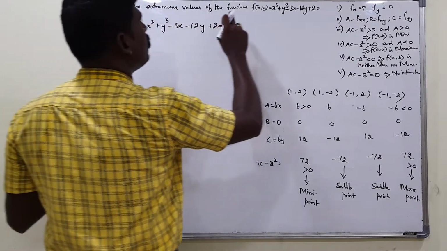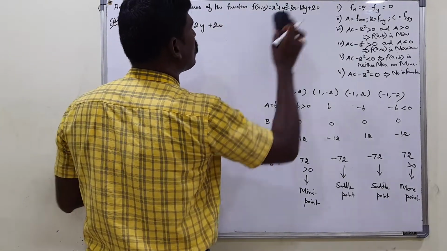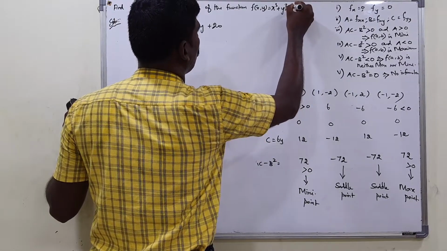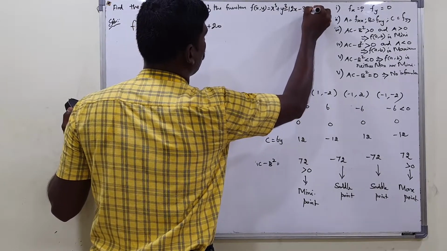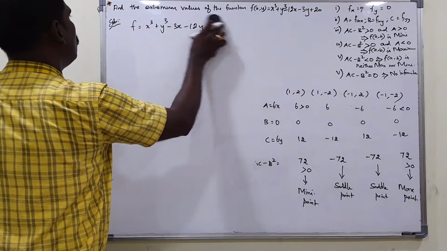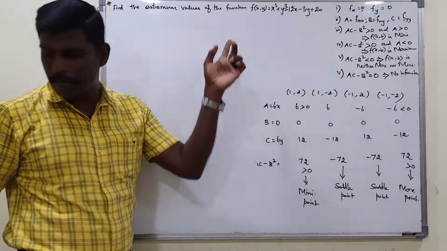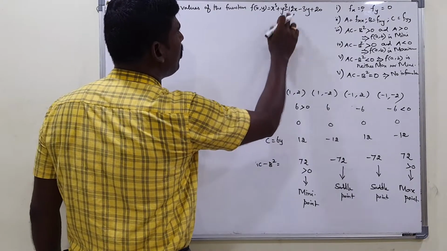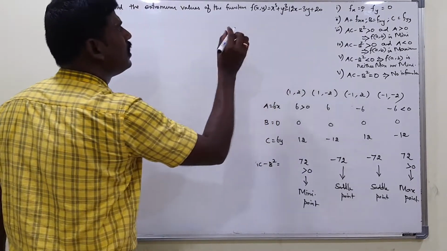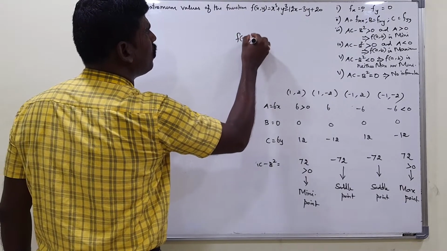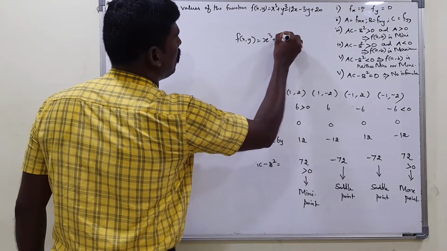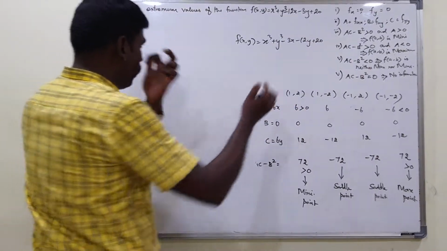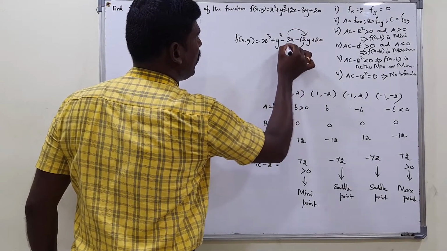Find the extreme values of the function f of (x, y) equal to x cube plus y cube minus 12x minus 3y plus 20. So what is the difference between this problem and the previous one? Just the coefficient of x and coefficient of y are interchanged. In the previous problem, f of (x, y) is equal to x cube plus y cube minus 3x minus 12y plus 20, isn't it?